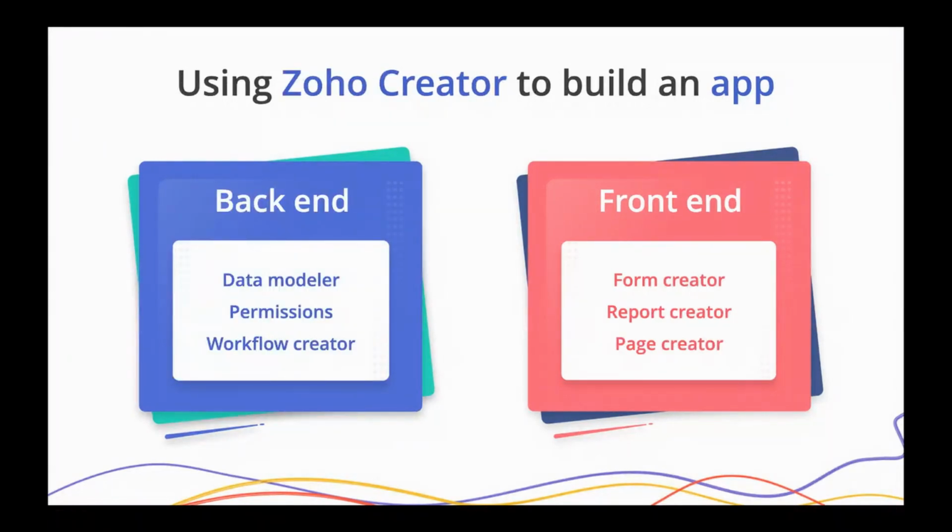So Creator does meet the requirements of the essentials we saw a little while back. The data modeler is automatically available. So when you create your forms and when you create relationships using lookup fields, it automatically creates a data model in the backend. And you also have a permissions module, which we can use to decide who needs to access which component and what level of access they need to have on those components. And the workflow creator, which is what is powering the automation and several other processes in the backend of your application. And in the front end, it has the form, report, and page component creators, which I'm sure you would all have already utilized.